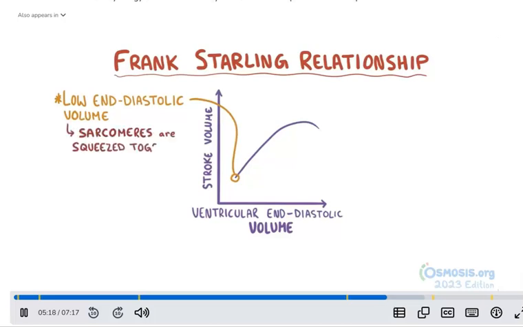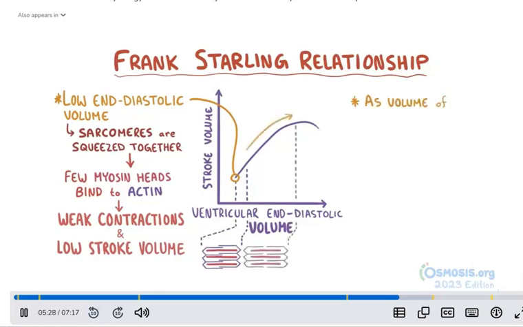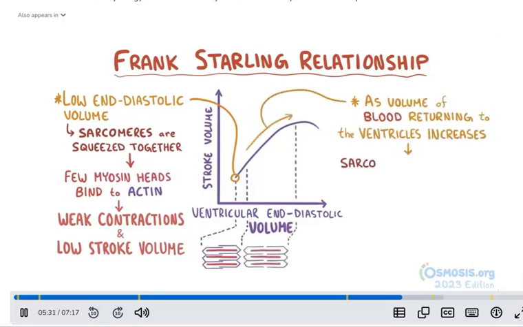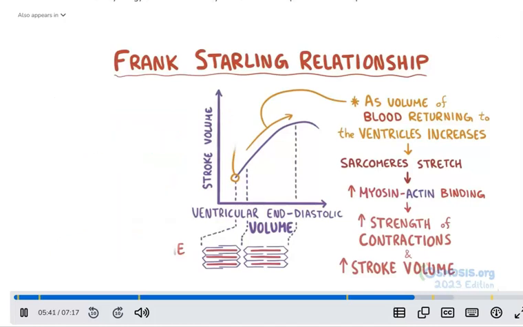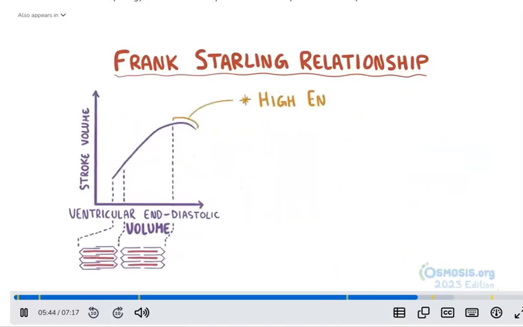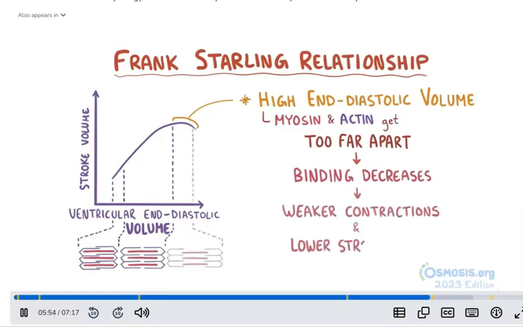So sarcomeres are squeezed together with very few myosin heads binding to actin. This results in a weak contraction during systole and a low stroke volume. As the volume of blood returning to the ventricles increases, sarcomeres stretch, and there's more myosin-actin binding, so a greater strength of contraction is achieved and stroke volume rises. That's true until the end-diastolic volume becomes too high, and the myosin and actin get too far apart, which causes the amount of myosin and actin binding to decrease, which results in a weaker contraction, so the stroke volume falls off again.